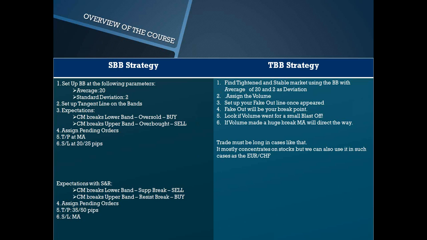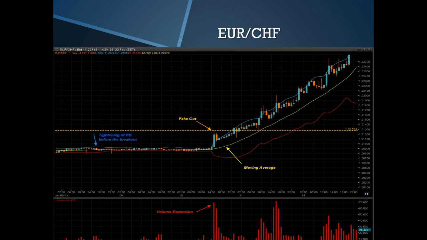Now the tight Bollinger Band strategy. We will need to find a currency that has stable market volatility. We will be assigning the volume. We will be assigning a fake out line once it appears. The fake out will be your break point. Once it reaches back again to your fake rate, this is where you open your position. Then you look at whether your volume went to a blast off like we saw before. It went to a blast off, then it started calming down.